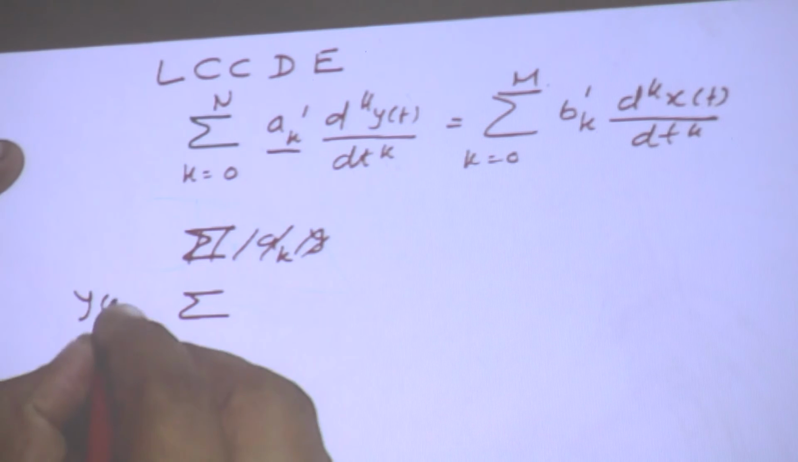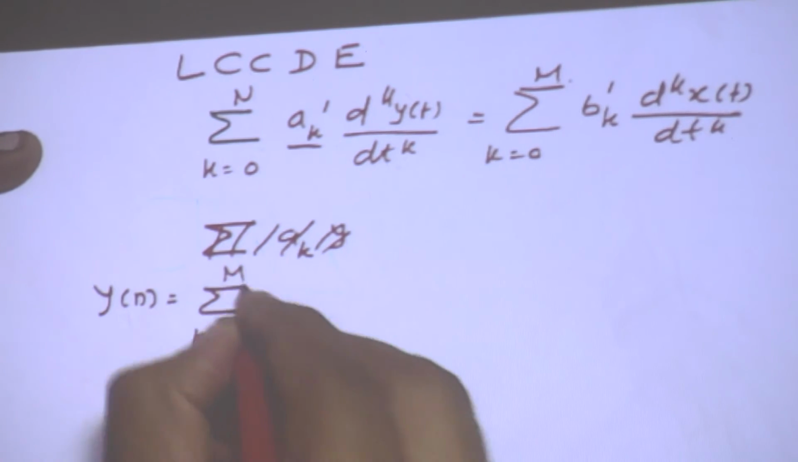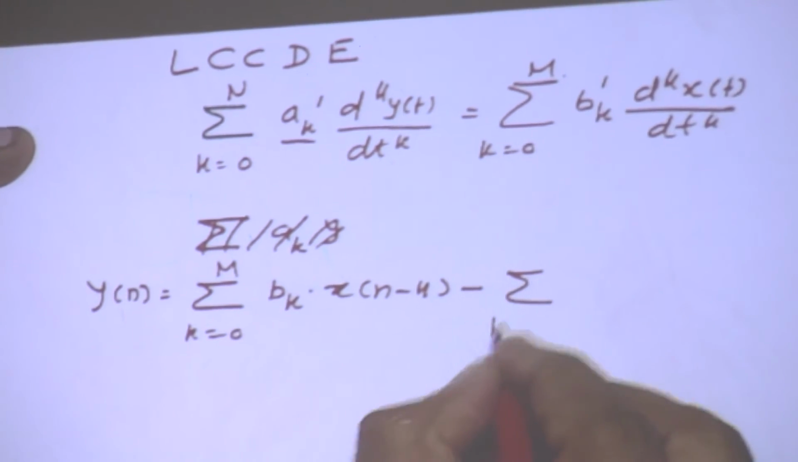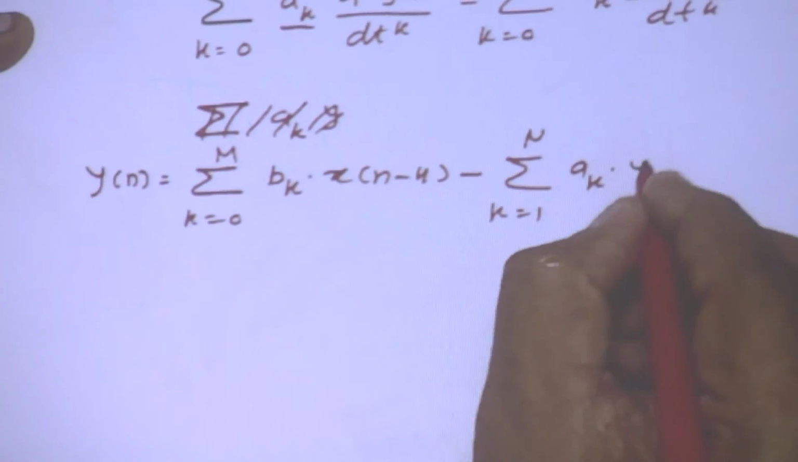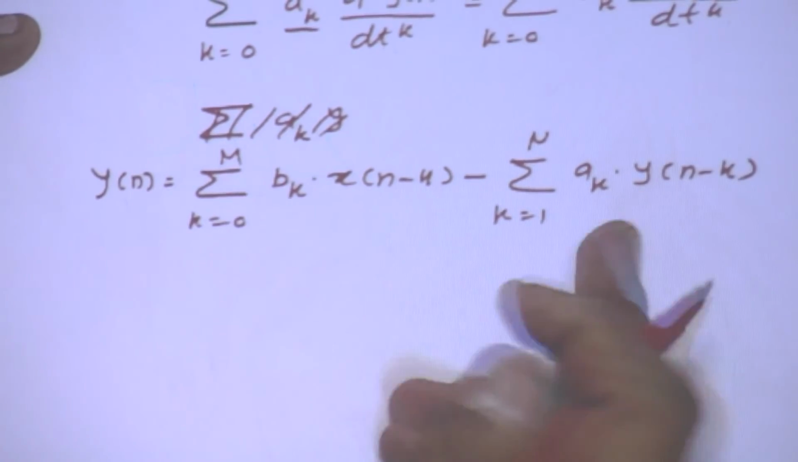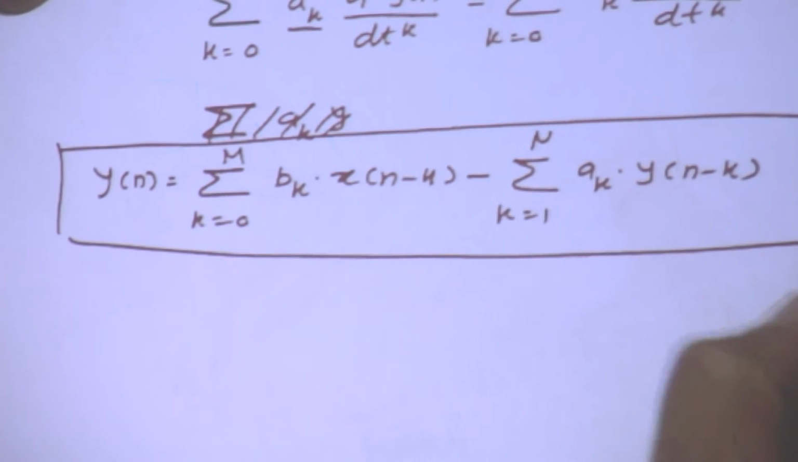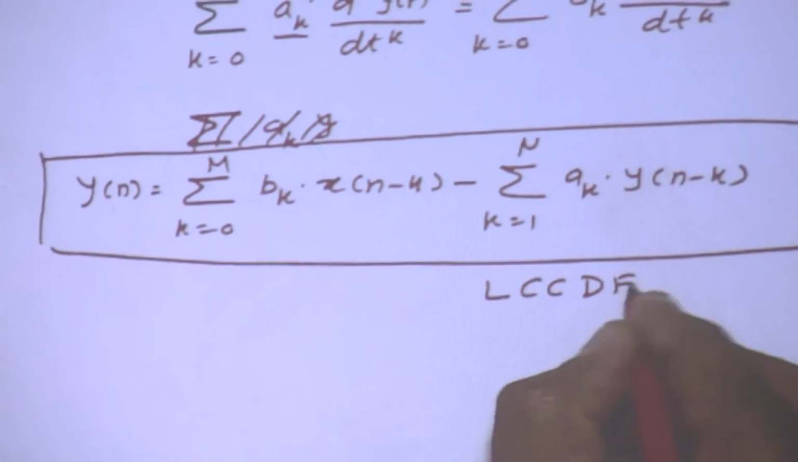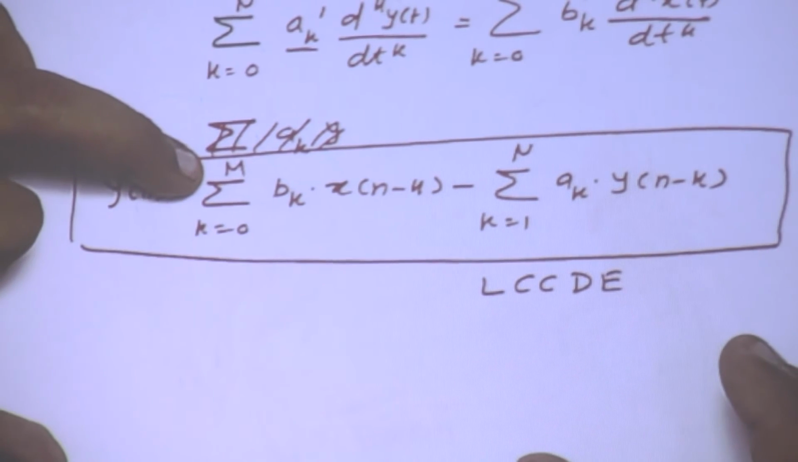y of n is equal to summation of k going from 0 to m bk times x of n minus k, minus summation of k equal to 1 to n ak times y of n minus k. Instead of ck and dk, I have replaced them by bk and ak again. Alright. So this is a popular form for representing a difference equation. This is the linear constant coefficient difference equation. Why are we doing this? Because now we are covering discrete time systems.